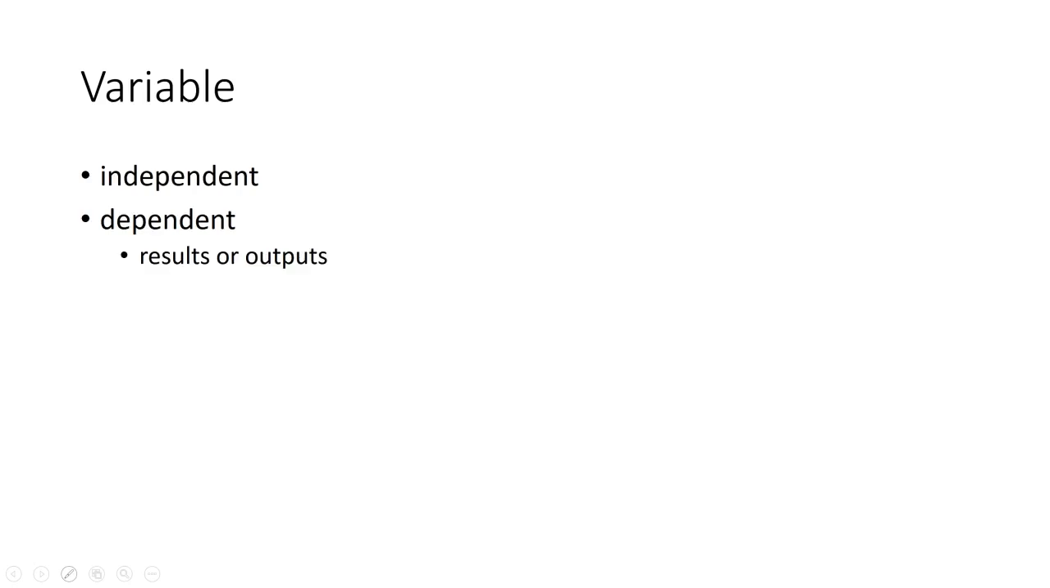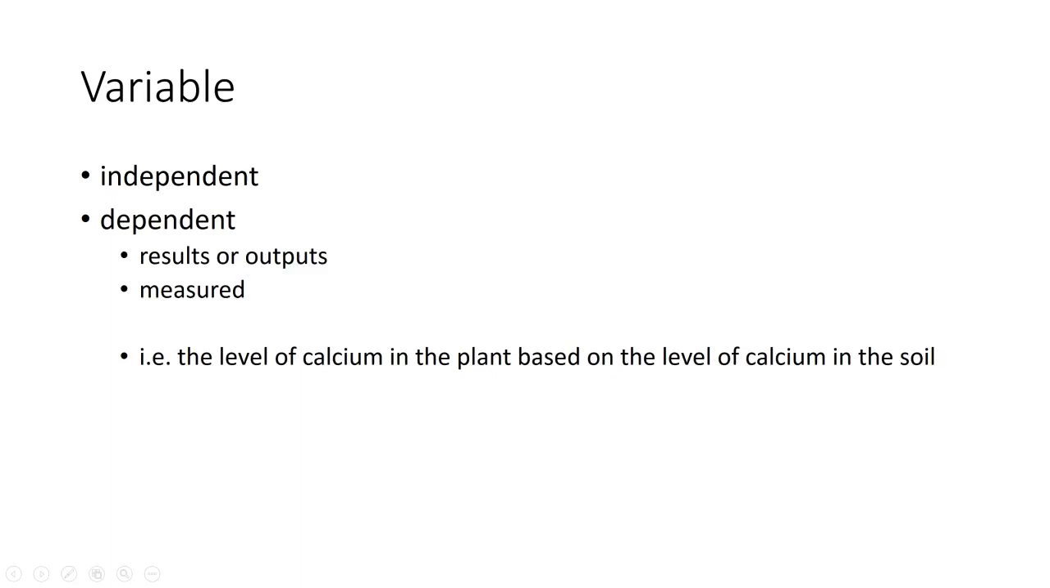We have the dependent variable. The dependent variable is the result or the outputs. So you modify something going in, and your dependent variable is the result or the change that you get out of it. Dependent variables are measured. Whenever we do these things, we're trying to measure the dependent variable so that we can see what sort of result we got out of it and compare the result. This says, example, the level of calcium in the plant based on the level of calcium in the soil. Notice we've turned them around. So the dependent variable is the level of calcium in the plant. The independent variable was the level of calcium in the soil.